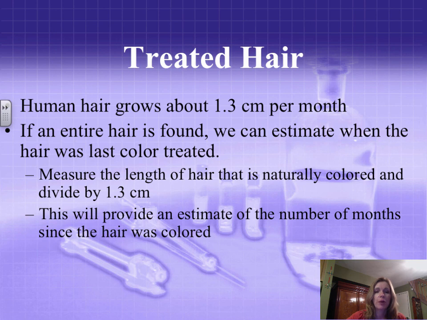So rate of growth is about 1.3 centimeters per month. So knowing that, if an entire hair is found that's been color treated, we can estimate when the hair was last color treated. So all we have to do is some simple division. You measure the length of the hair that's naturally colored, so that would be the root, the regrowth. So you measure the regrowth, you divide by 1.3 centimeters. So that's going to tell you how many months since the hair was colored, since the hair grows at 1.3 centimeters a month, approximately. Little different for everybody, but that's an approximation.